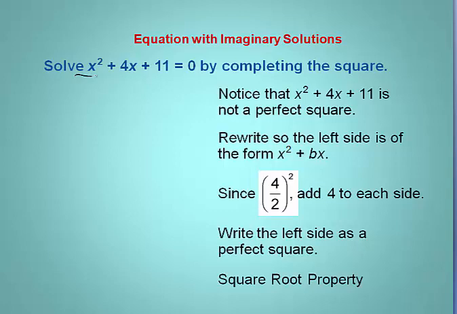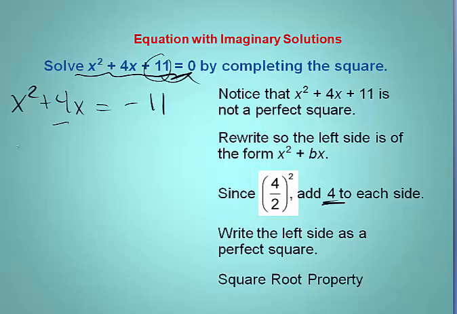So again, we look, is the left-hand side a trinomial, a perfect square? No, it's not. So we're going to take that 11 and bring it to the left-hand side. And what happens is that makes it negative. That's how we're going to have our imaginary numbers. We complete the square, so b over 2. We take 4/2. We square it, so we add 4 to each side.